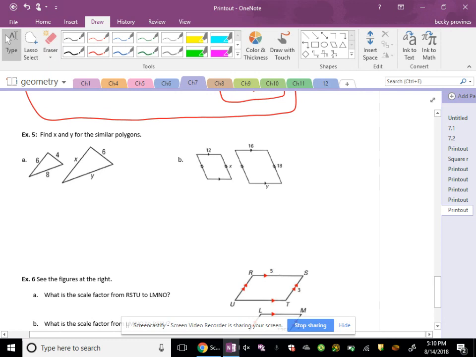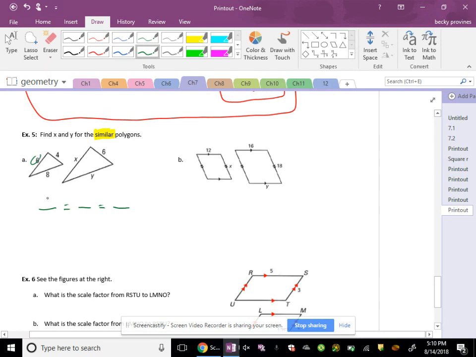Okay, so we need to find X and Y. Now, they tell us they're similar. So what does that mean? That means all the sides are proportional. So we could write 3 proportions. Okay, so pick any triangle, pick any side to start with. I'm just starting here on the left.